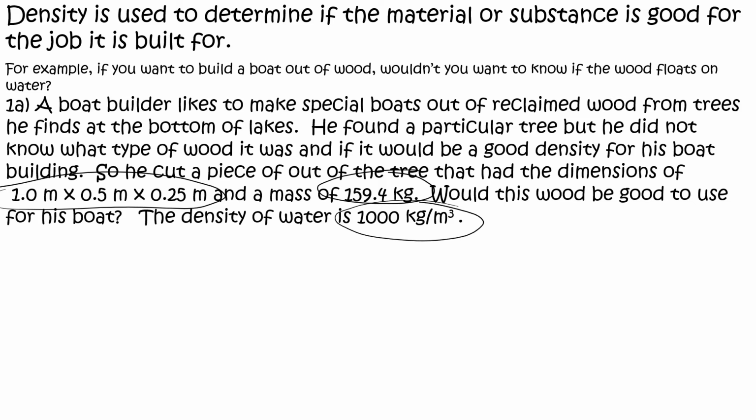We want to know if this boat floats. So for it to float, it would have to have a density that is less than water. So we need to find the density of the wood first and then compare it to the water. Okay? That's what we are doing here.